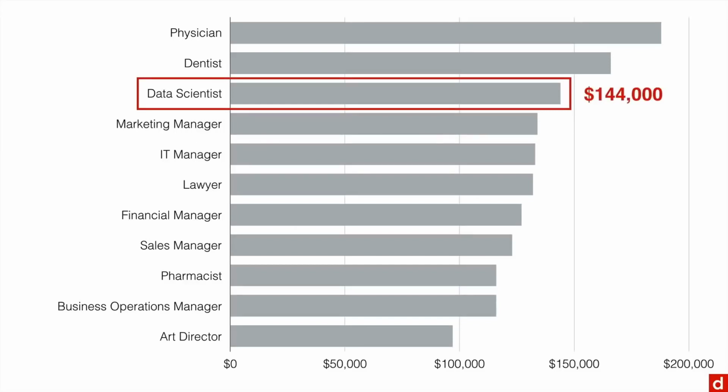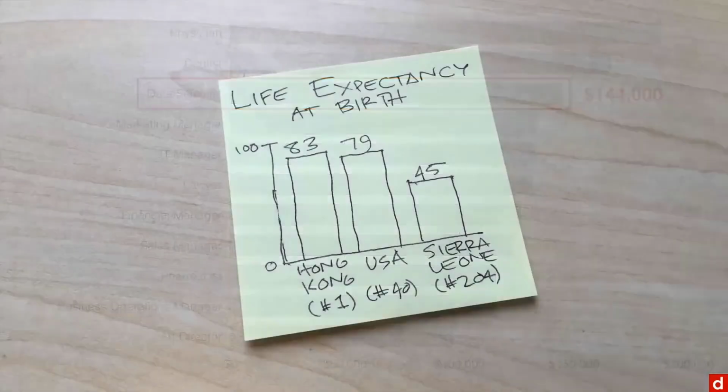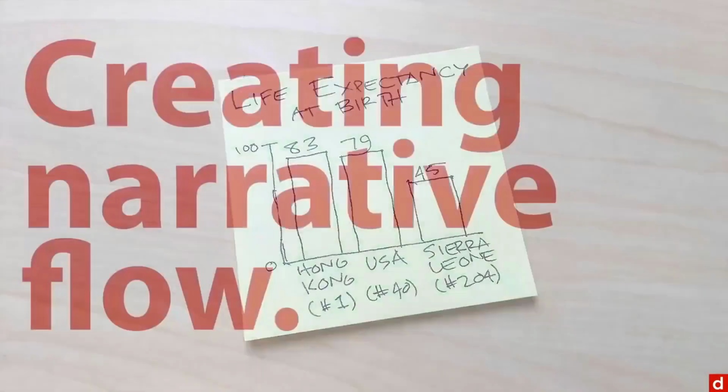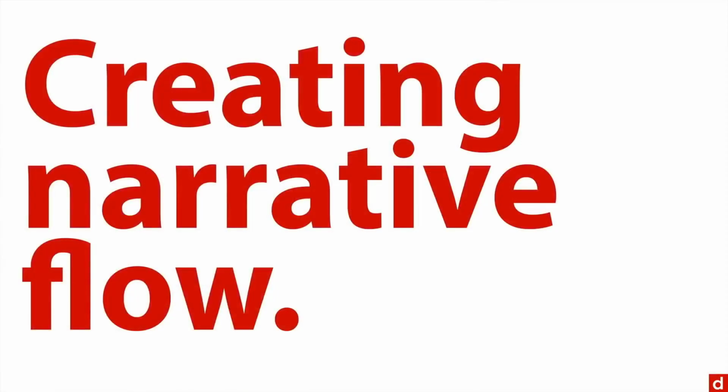But you don't even have to get fancy. I just got out a pen and a Post-it note, and I drew a bar chart of some real data about life expectancy. This tells the story as well that there is something terribly amiss in Sierra Leone. But now let's talk about creating narrative flow in your presentation graphics.